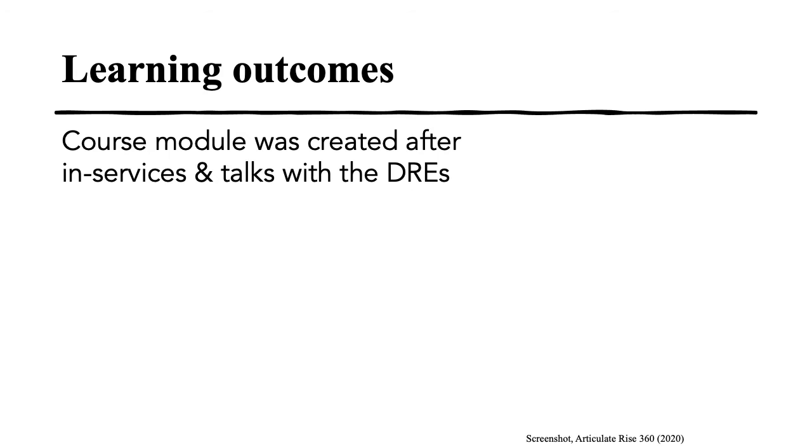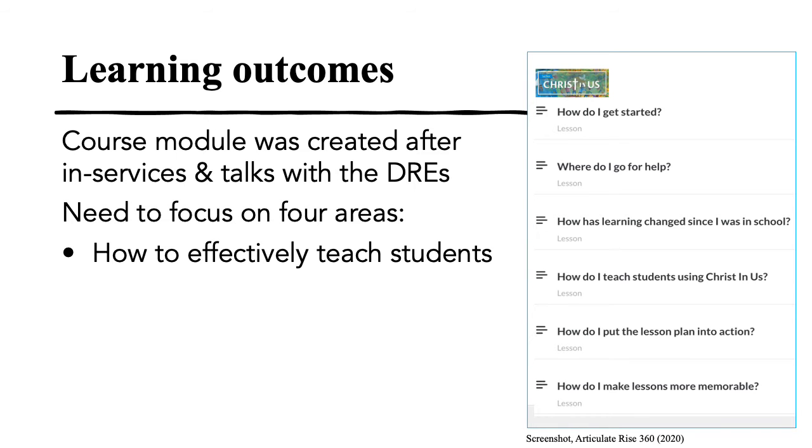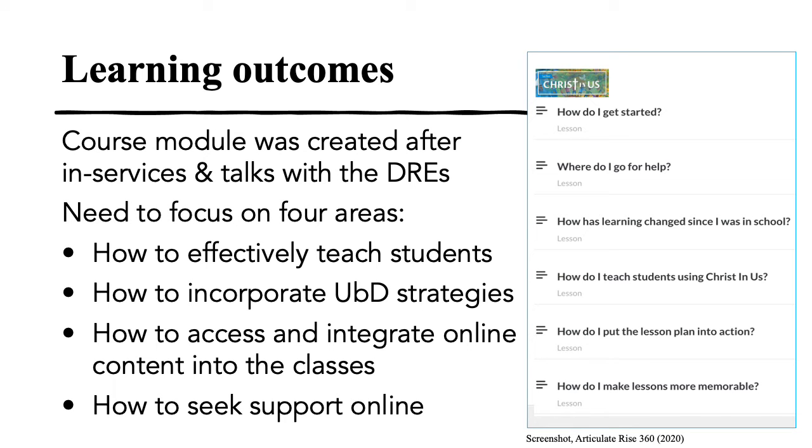The course module was created after multiple in-services and discussions with the directors of religious education from different parishes. They noted instructional methods were dated, and as a result of the discussions and in-class observations, I needed to focus on 4 areas: how to teach the students more effectively, how to incorporate strategies from understanding by design into the classes, how to get into the online content and how to use it in class, and finally, how to seek support online. From that list, 6 lessons were established, and the essential questions and objectives were crafted to address those needs. We will talk about those next.